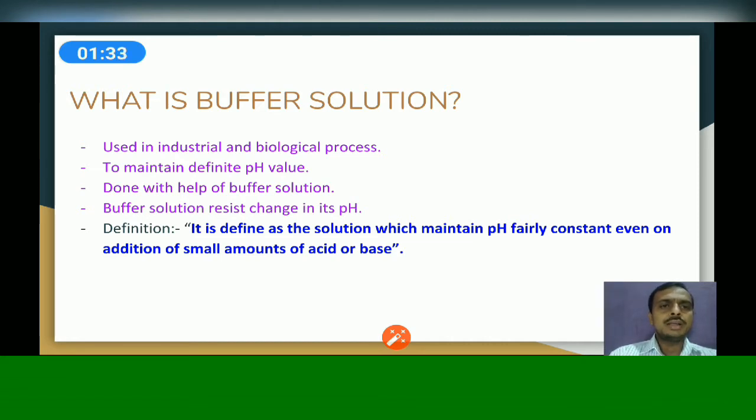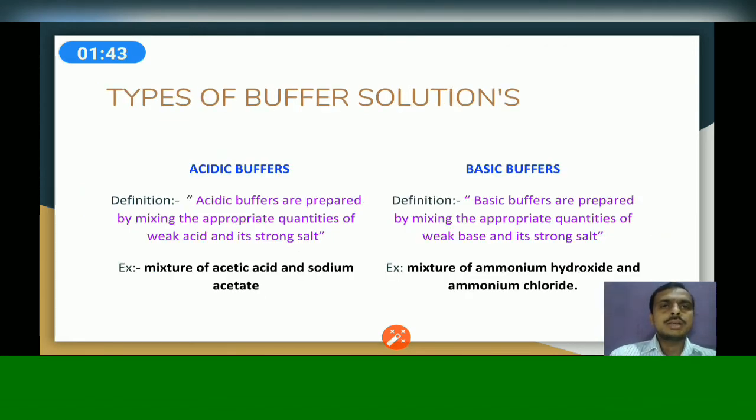It is defined as the solution which maintains pH fairly constant even on addition of small amounts of acid or base. Whenever we add small amounts of acid or base into the buffer solution, this buffer solution will resist the change in its pH, or it maintains its pH. So these are the two types of buffer solutions: acidic buffers and basic buffers.